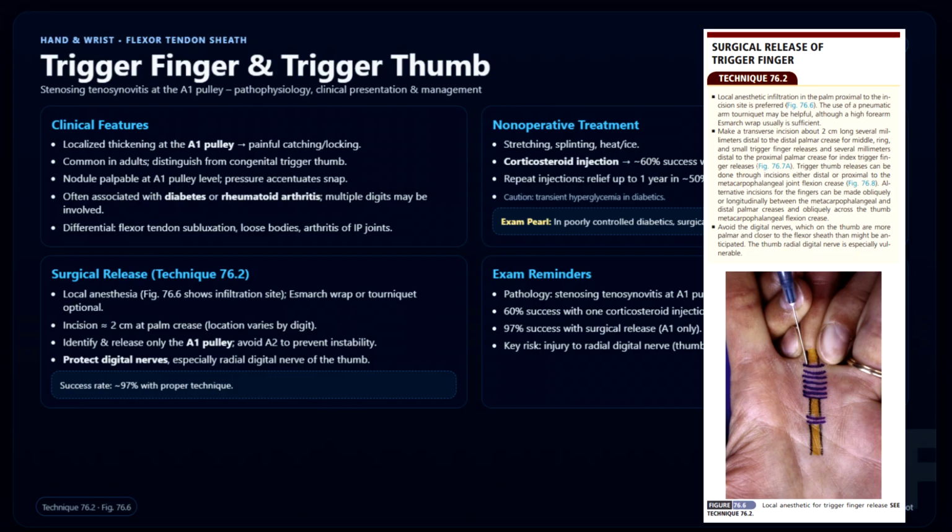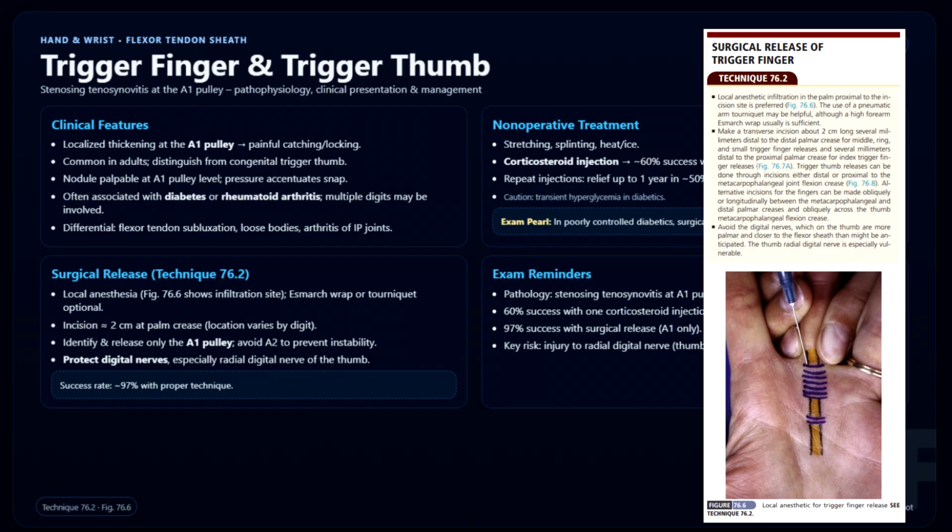The figure on this page, Figure 76.6, illustrates the infiltration of local anesthetic in preparation for trigger finger release. The injection is performed proximal to the site of the planned incision in the palm. This is a key procedural step to ensure analgesia and patient comfort.